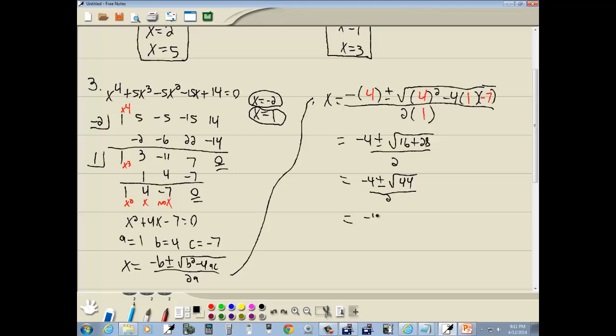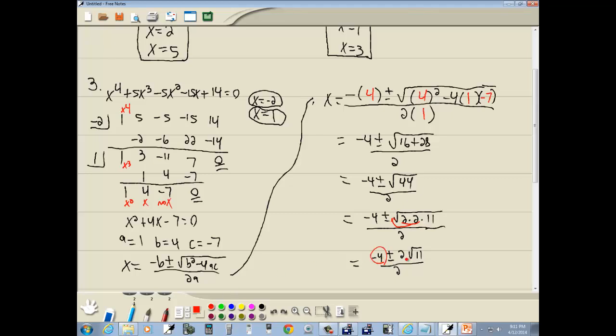You should always simplify your radicals whenever you can. 44, if I do the prime factorization, is 2 times 2 times 11, over 2. Remember, with square roots, we're looking for pairs of something. Here's a pair of 2s, so the pair of 2s is going to come out in front as a single 2. And we got negative 4 plus or minus 2 square root 11 over 2.